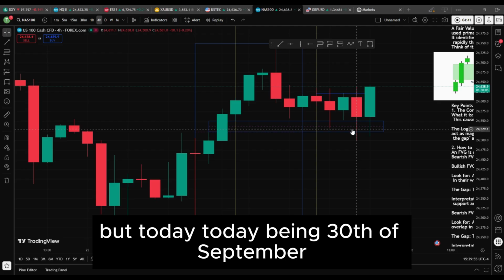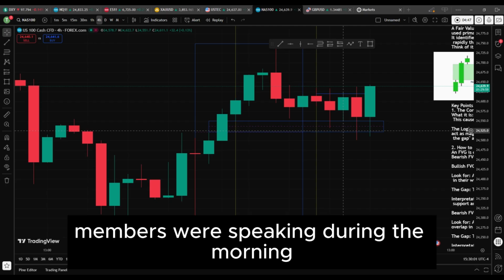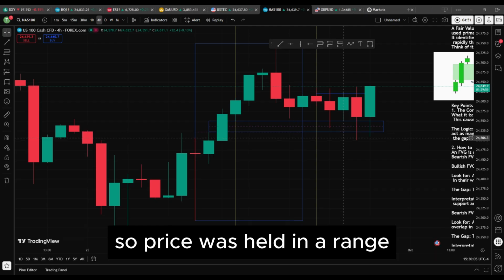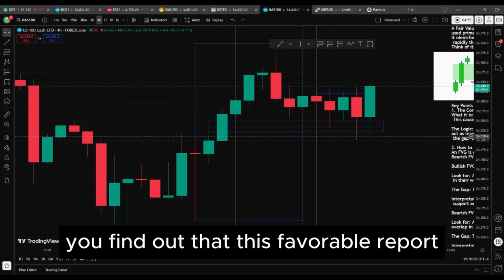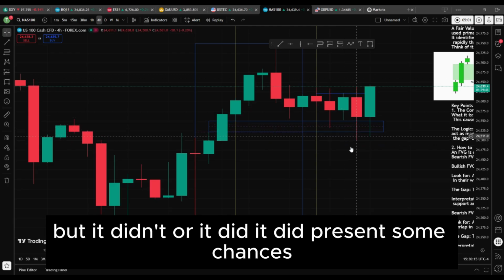But today, being the 30th of September, at 0 hours, an FOMC meeting, some FOMC members were speaking during the morning New York session and the afternoon. The price was held in a range. This fair value gap was supposed to send price going higher rapidly and immediately, but it didn't, or it did present some chances.